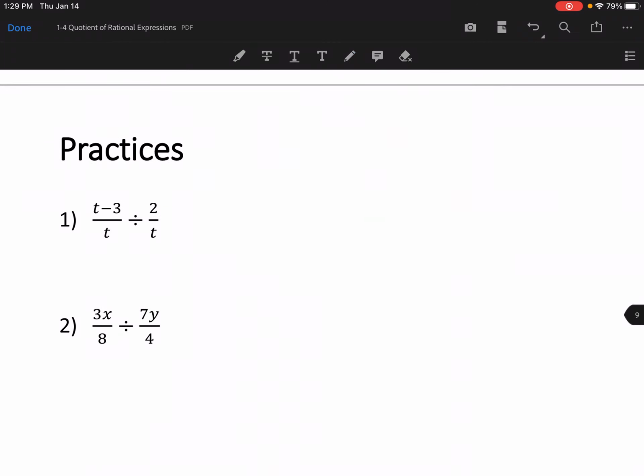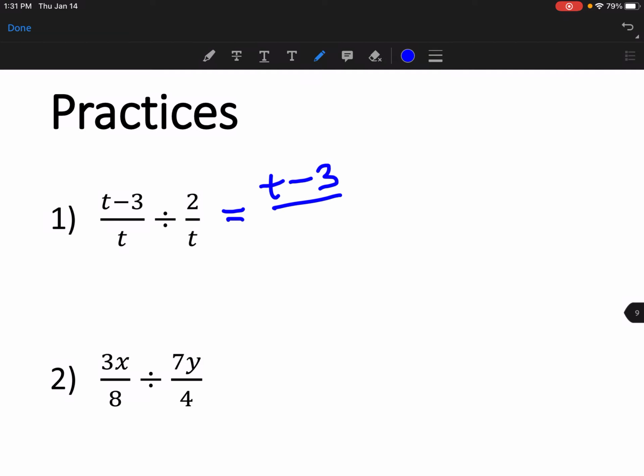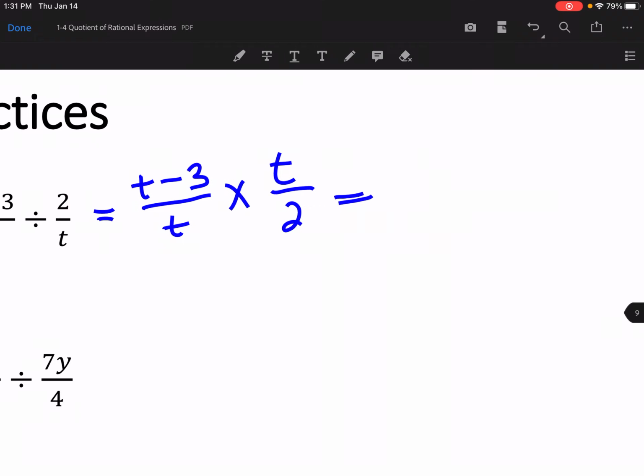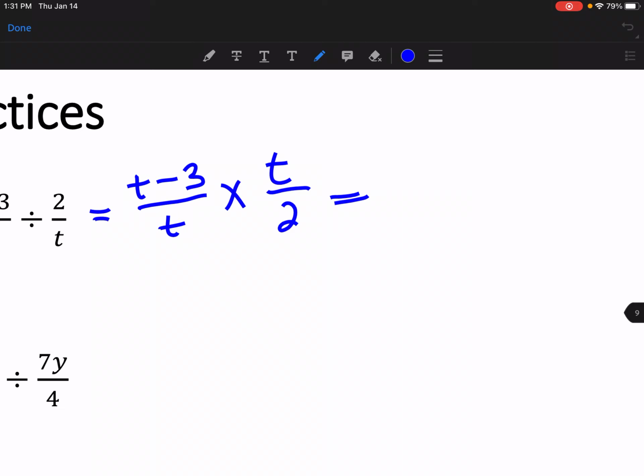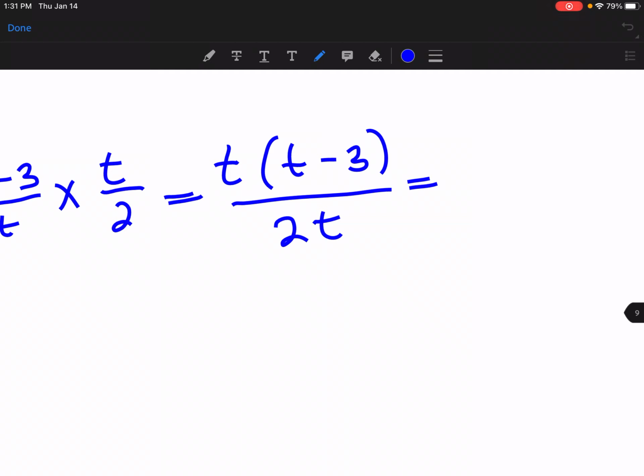So here are your first practice problems. Number 1: t minus 3 over t divided by 2 over t. I'm going to keep t minus 3 over t, change the division to multiplication, and flip 2 over t to t over 2. Then we multiply across: t times t minus 3, all over 2 times t, which is 2t. Can I simplify that any further? Yes, I have t and t, so I cross those out. Therefore, my answer is t minus 3 all over 2.